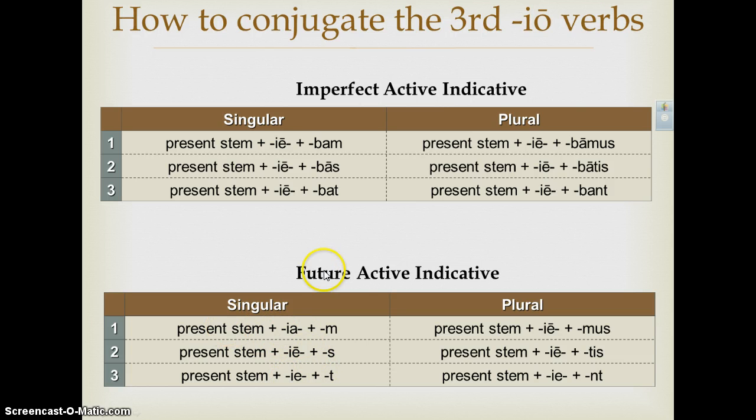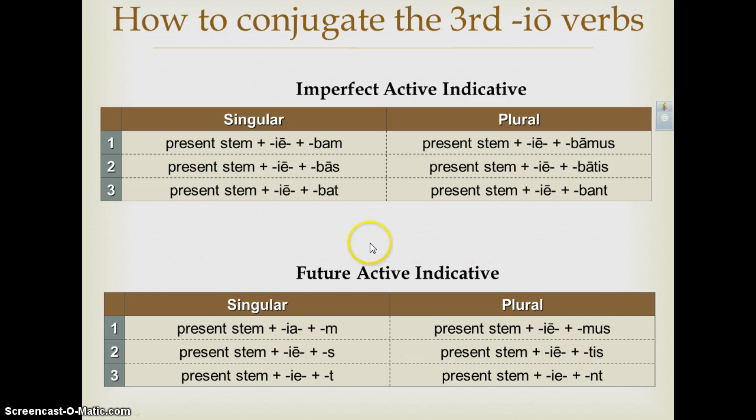So, to form the future active indicative for third IO verbs, you need your present stem. You need to add IA for the first person singular, or IE for the second, third person singular, and first, second, third person plural. And then add your endings: M, S, T, MUS, TIS, NT.